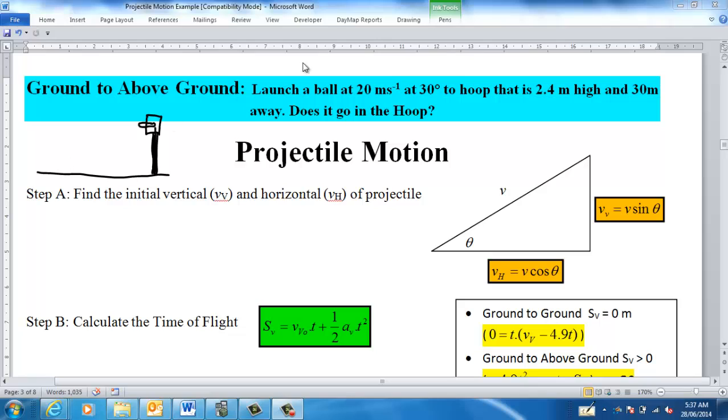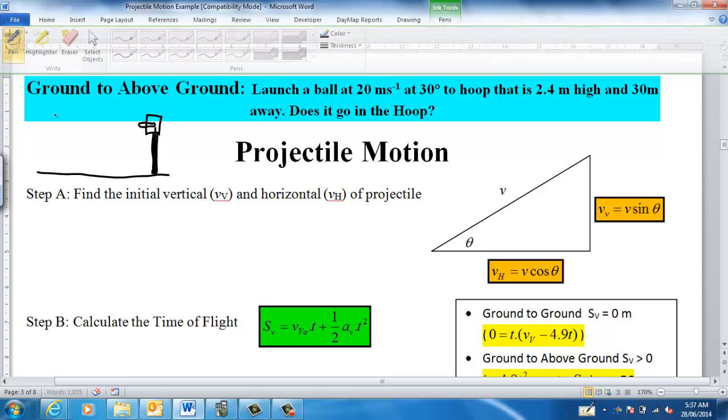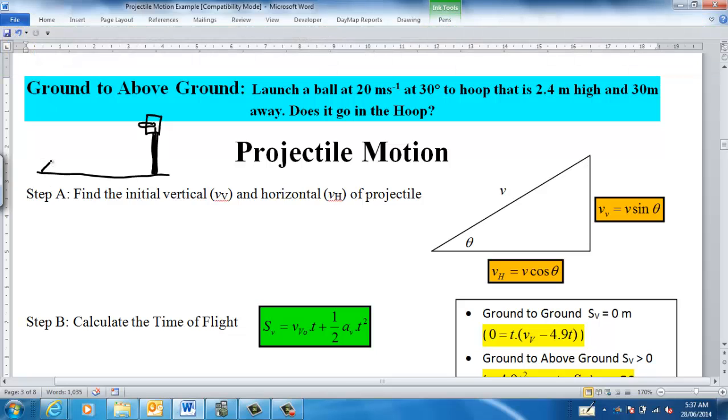If we're looking at that scenario, what we would need to do is get our information in there. Obviously the ball's been launched, probably going to go above the hoop, and then come down. We know this distance here is 30 metres, and we're hoping that the launch angle is in fact 30 degrees. Anyway, we're going to go through this problem step by step.